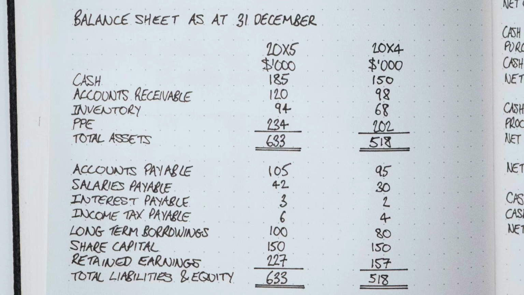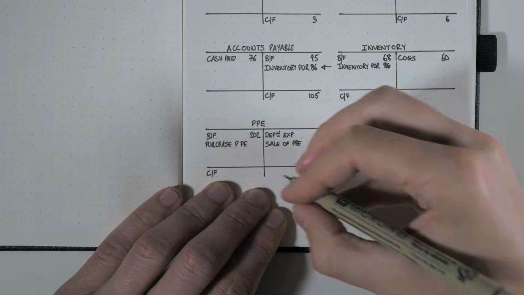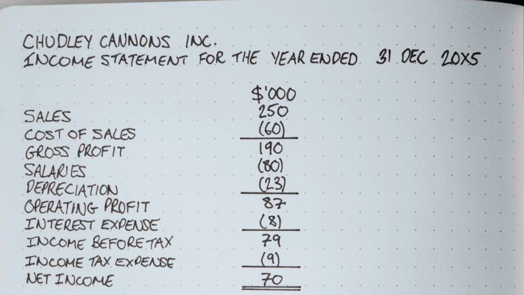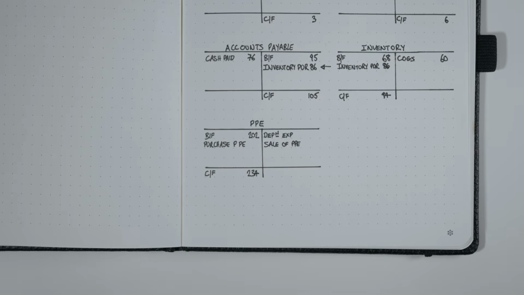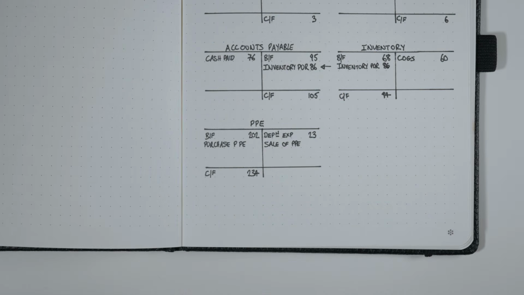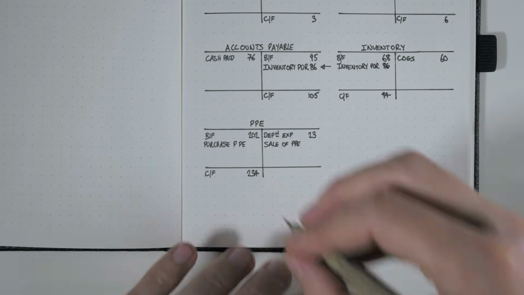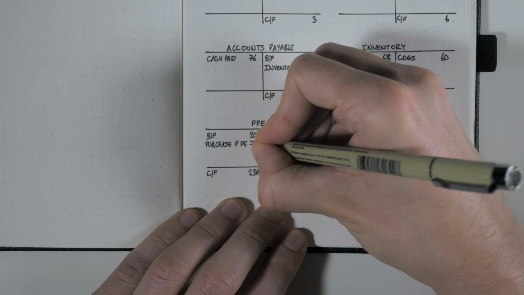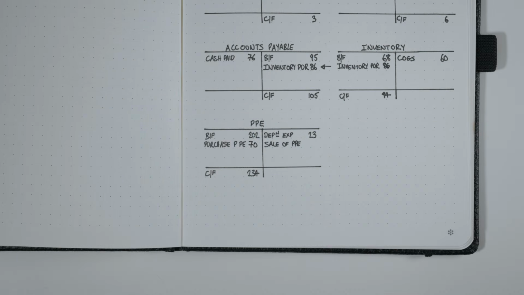The prior year balance sheet shows a closing balance in PPE of 202. The current year balance sheet shows a closing balance of 234, and we can see that the depreciation expense in the income statement was 23. I just said that we can assume that the Cannons spent $70,000 on the purchase of PPE and that all their cash has changed hands. So we would credit cash by 70 to decrease it and debit PPE by 70 to increase it.